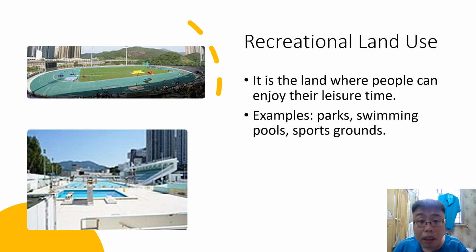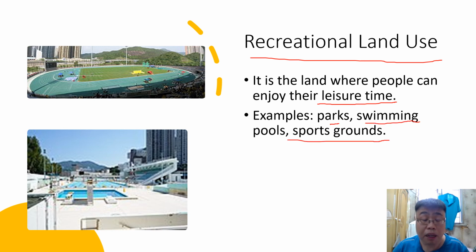Next is the recreational land use. And this is the area where people can enjoy their leisure time. And examples of recreational land use are parks, swimming pools, and sports grounds. This is the Chuan Kwong Sports Ground, and this is one of the newly built sports grounds in Hong Kong.